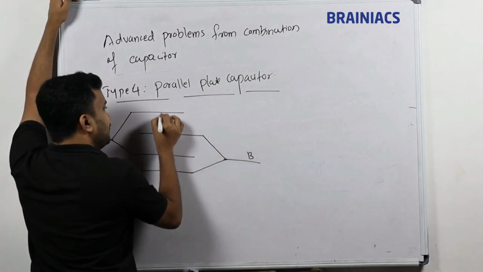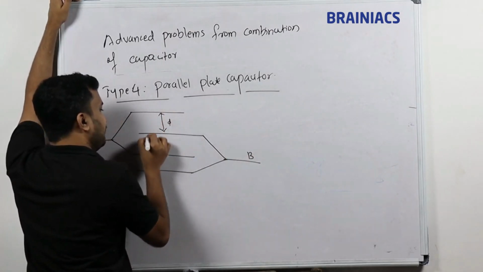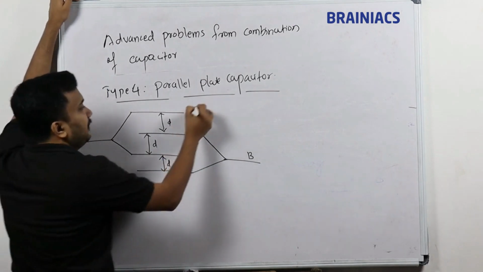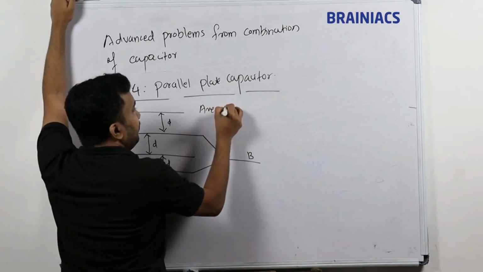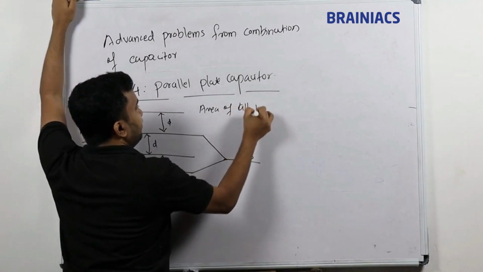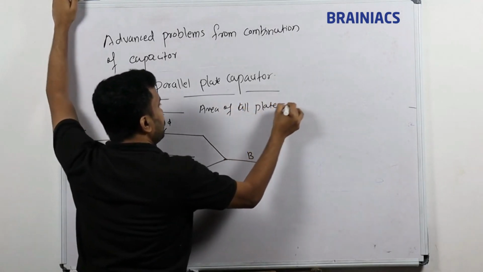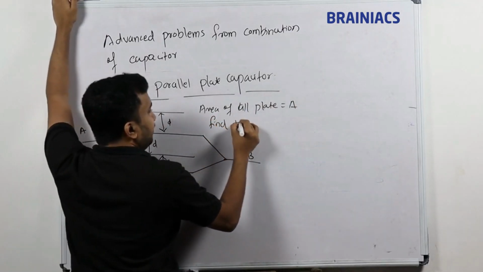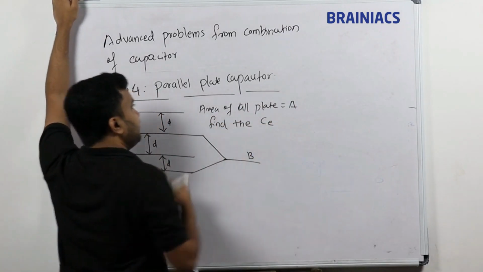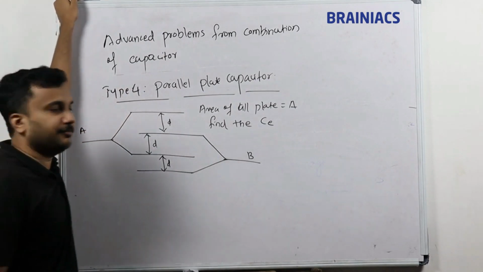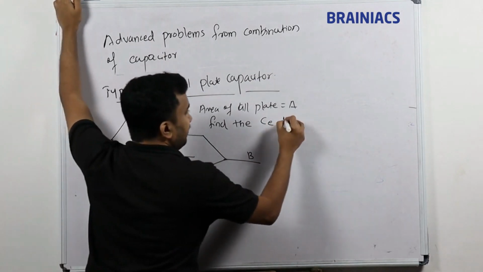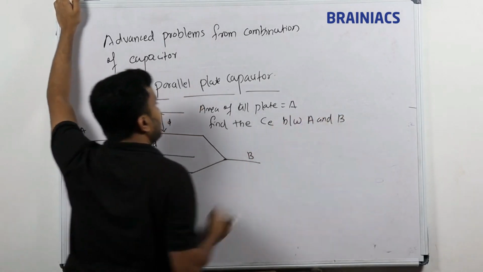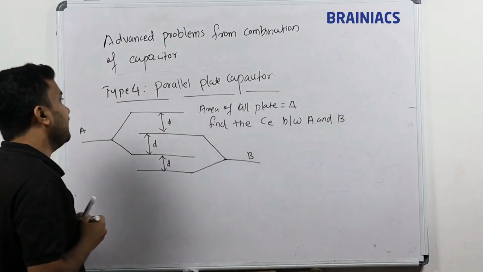And they will mark the distance D, and this distance is T, and this distance is T. Then they will give you the area of all plates: all plates have area A. Find the equivalent capacitance, C equivalent, between A and B.